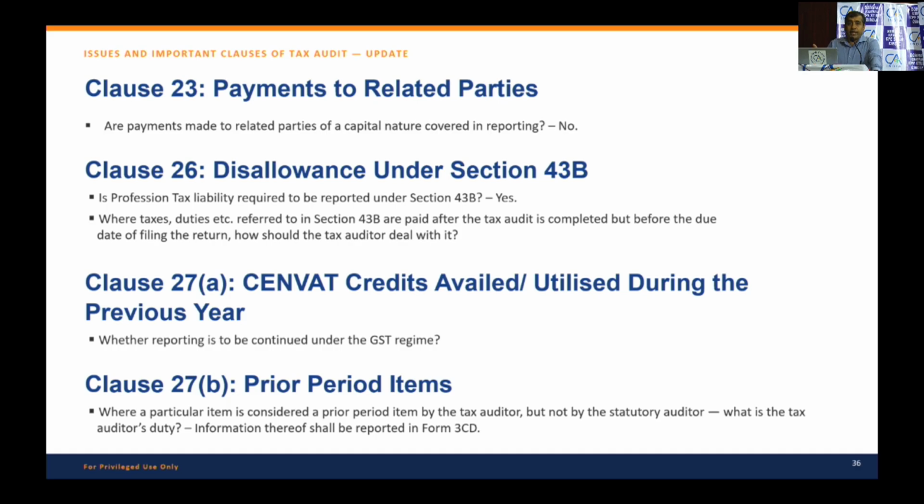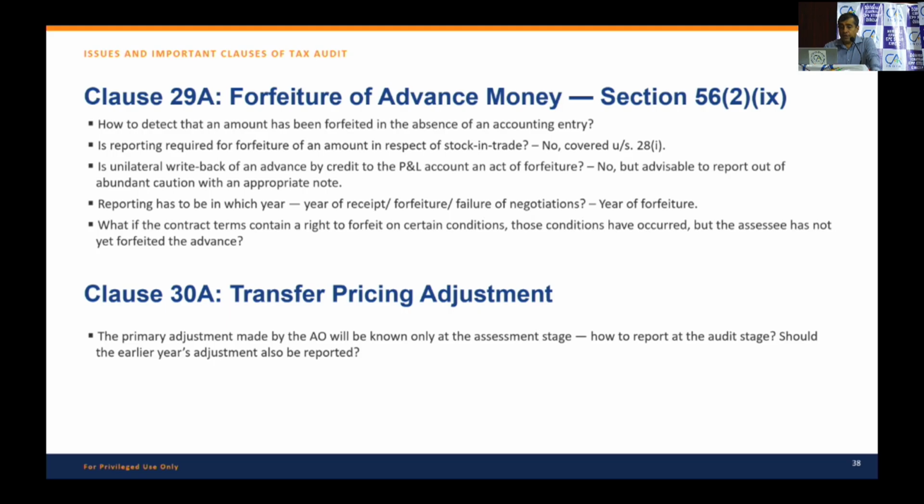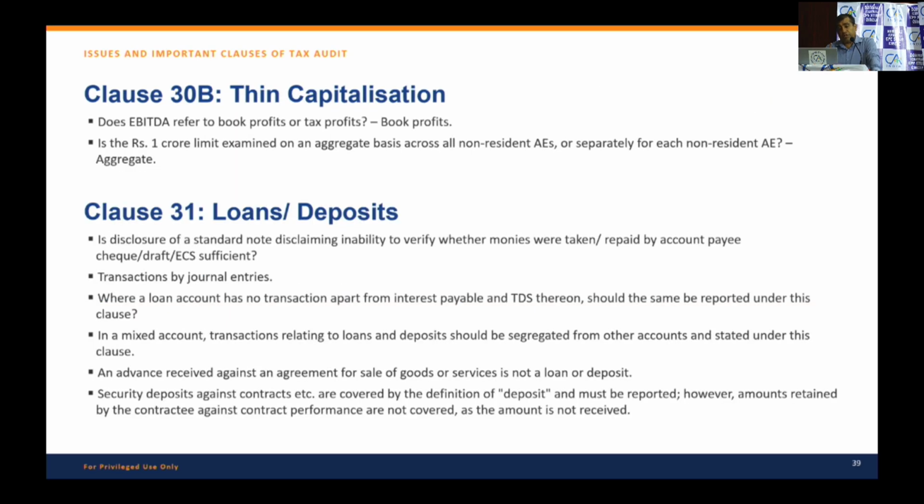Prior period item, I wanted to highlight the point which we discussed a few minutes back: if the statutory auditor has not reported, then what do you do? What is your obligation as a tax auditor? That is something which you should keep in mind. I think these are more academic clauses than actual implication, except for 30B, thin capitalization, which one should keep in mind. Make sure that you are doing the necessary working when there are transactions with AEs, so those interest figures are properly calculated and only those amounts are reported properly here.